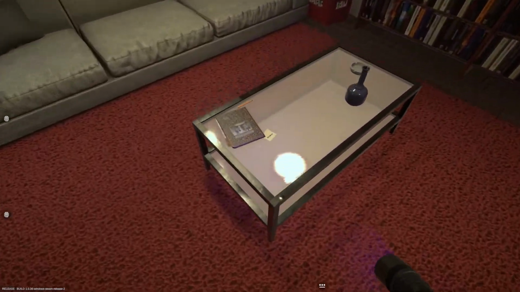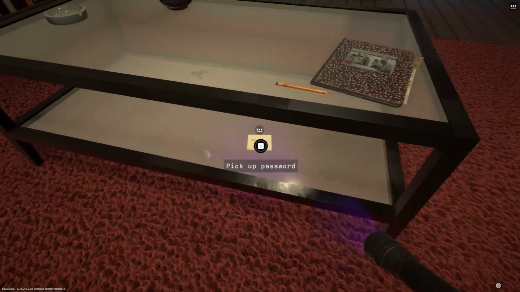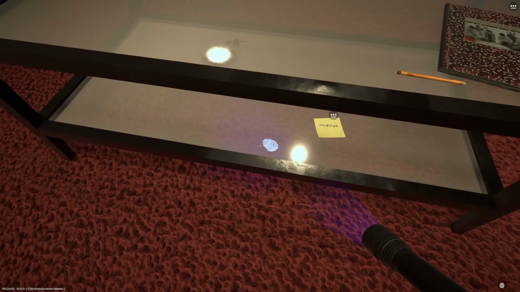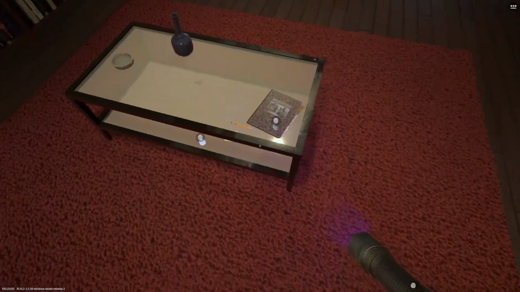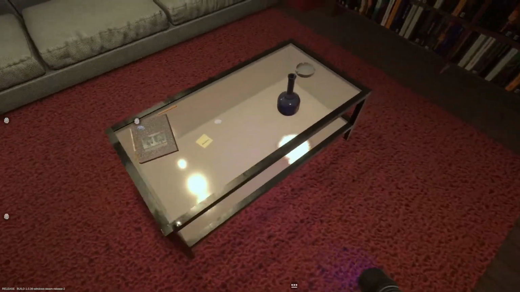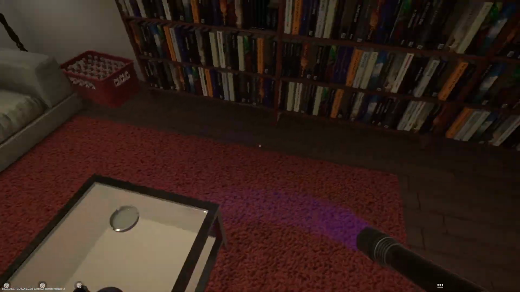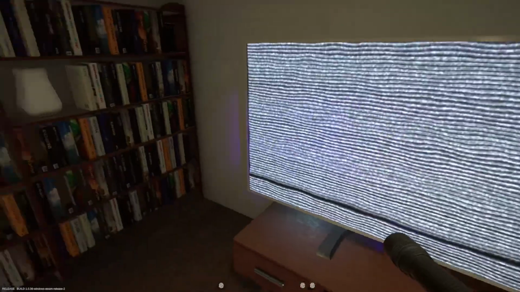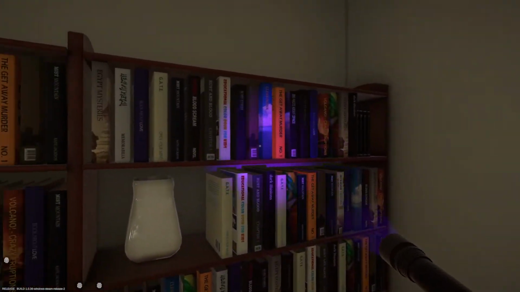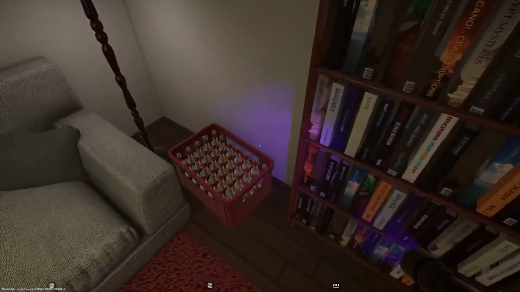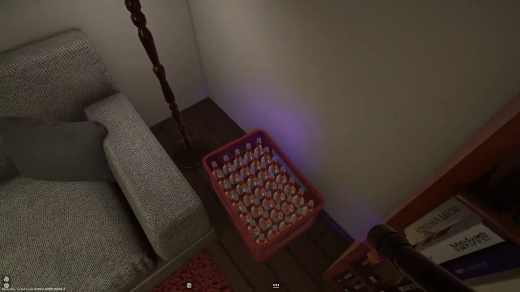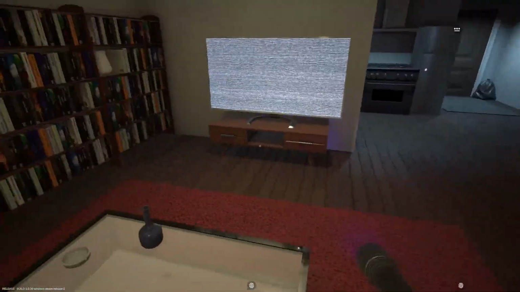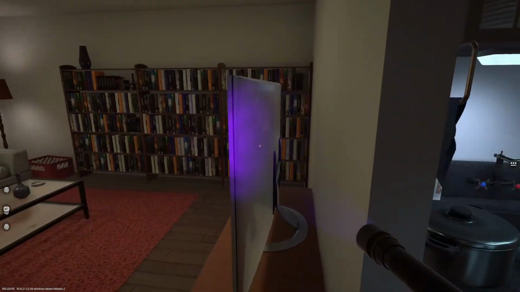Okay. Let's check out the table here. Alright, some kind of password. More fingerprints. Okay. Lots of fingerprints in this place. Alright, some money. Maybe I'll pocket that later. Oh, what is that? Is that beer or vodka? I don't know.